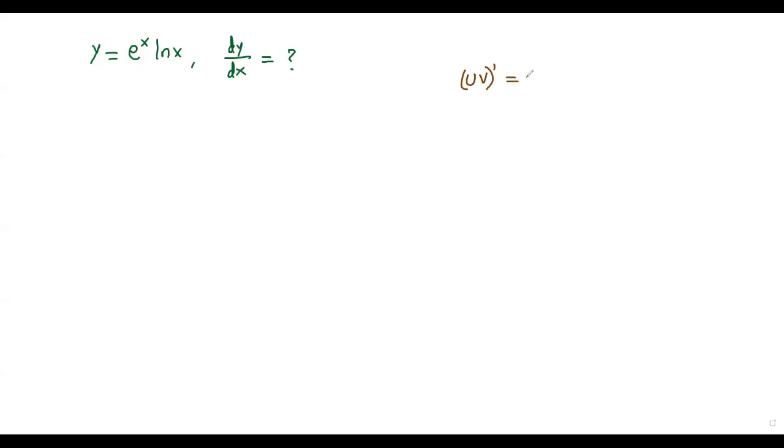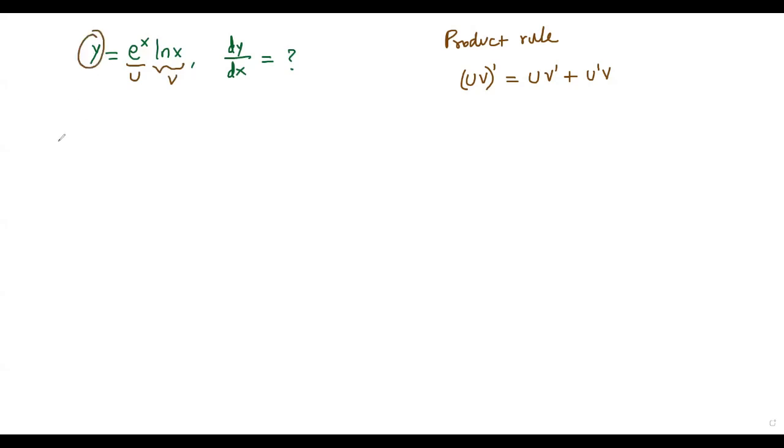Consider both u and v are variables. First I keep the first variable as it is and find the derivative of the second variable, which becomes v prime. Then take addition. Now find the derivative of the first variable, which becomes u prime, and keep the second variable as it is. This is called the product rule of derivative. Now I'm going to use the product rule here. I consider this is u and this is v.